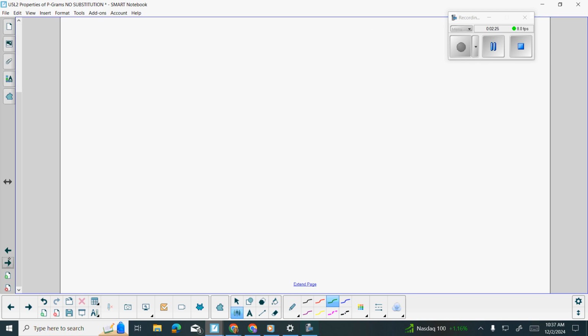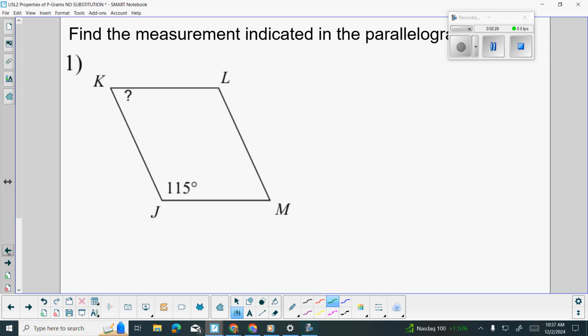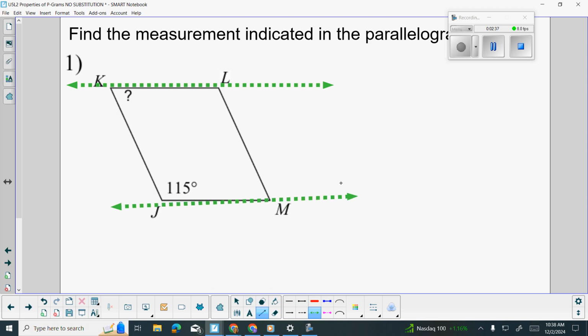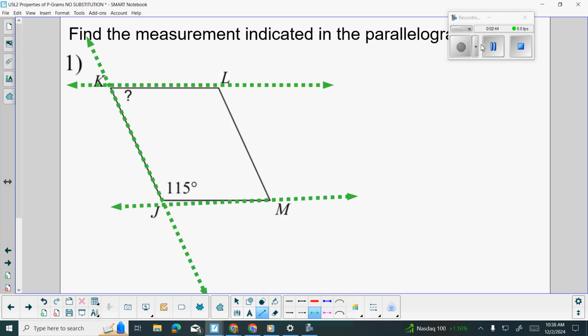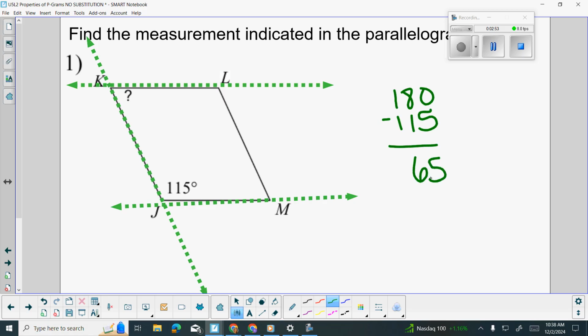Okay. For question 1, to find the measure of angle K. This is similar to something we learned in Unit 2. You can think of these as two parallel lines cut by a transversal. So if one angle is 115, the other angle is going to be supplementary, which is 180 minus 115, or 65. So the measure of angle K is 65 degrees.